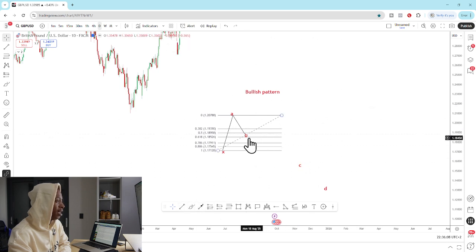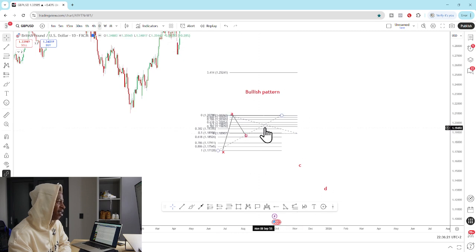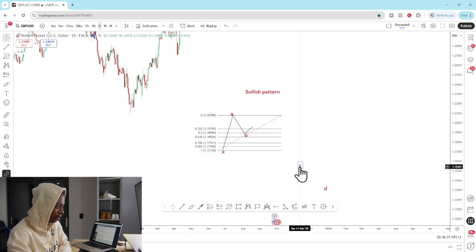And then with the B to C, what we need is at least from A to B, we need like a 38.2% level of the Fibonacci retracement. So right at the 50, and then we'd be able to spot a 38.2 somewhere around here. So B to, yeah, I can remove it. This is C.